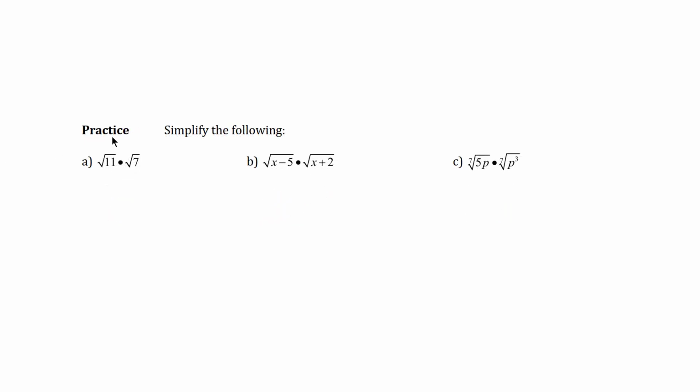Next, we have a practice problem. Simplify the following. For part A, we have the square root of 11 times square root of 7. For part B, we have the square root of x minus 5 times square root of x plus 2. For part C, we have the seventh root of 5p times the seventh root of p cubed. Alright, so go ahead and pause the video, simplify each problem, and then check back with the video to see the solutions.